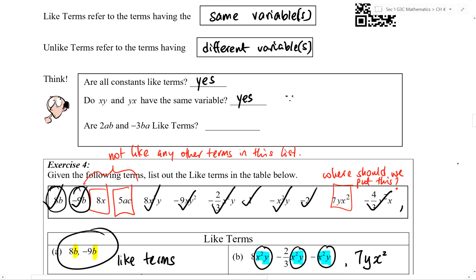Because, okay, this upside down triangle with 3 dots means because. I can give you an example. 2 times 3 is the same as 3 times 2. It's the same, whether we arrange one in front of the other. Now, negative 2ab and negative 3ba, are they like terms? Yes, again. AB and BA, they are the same.